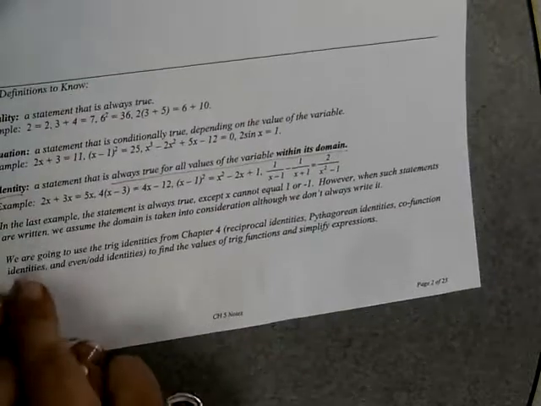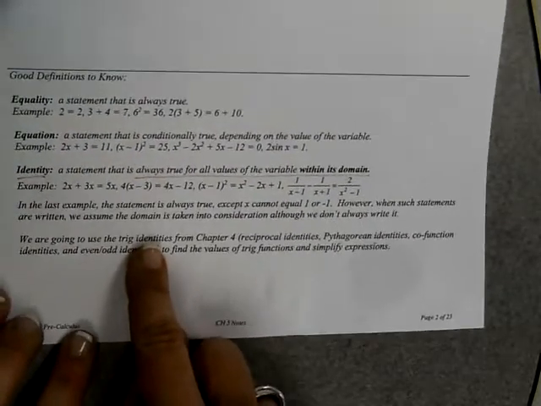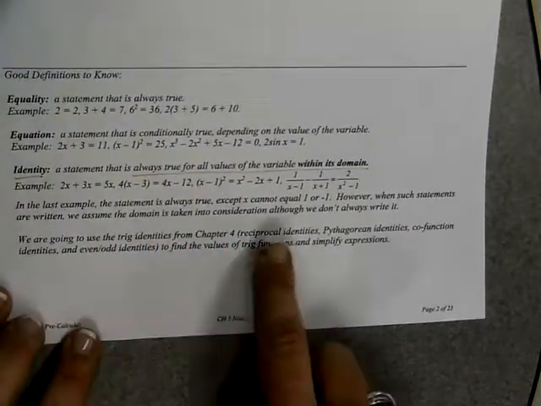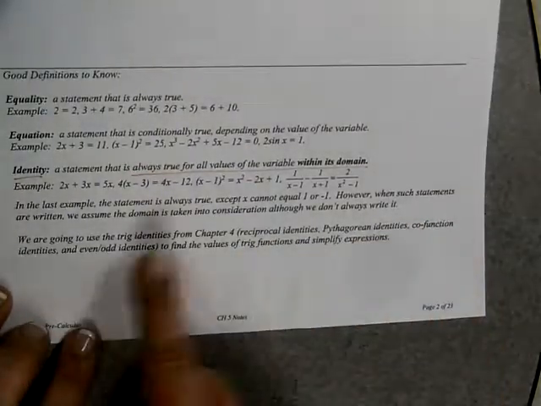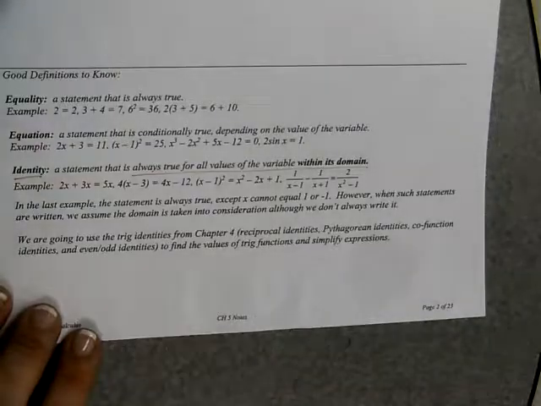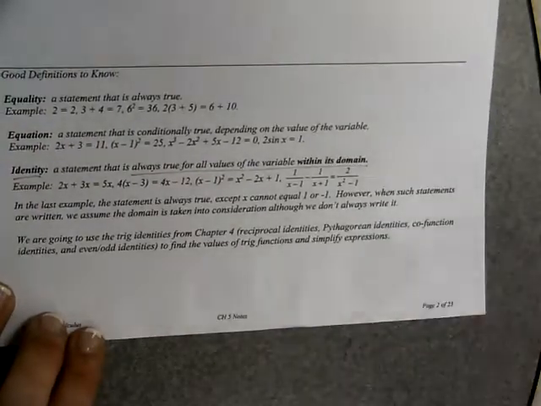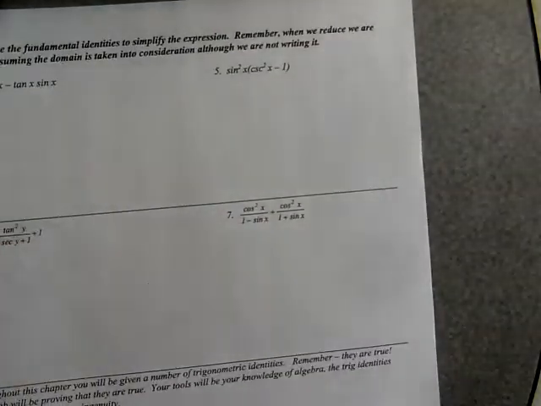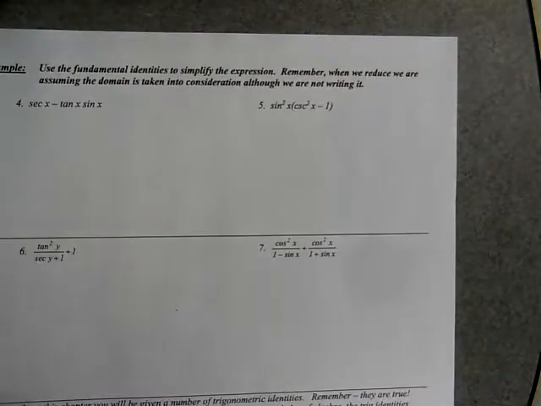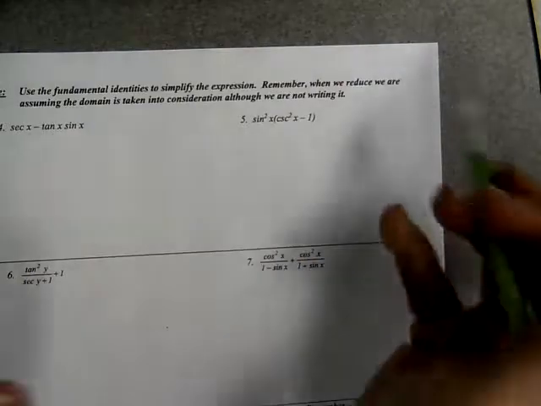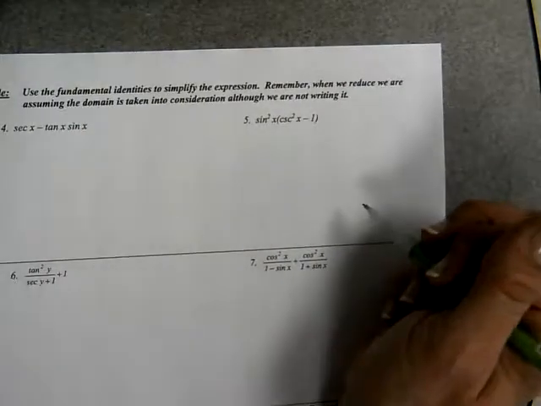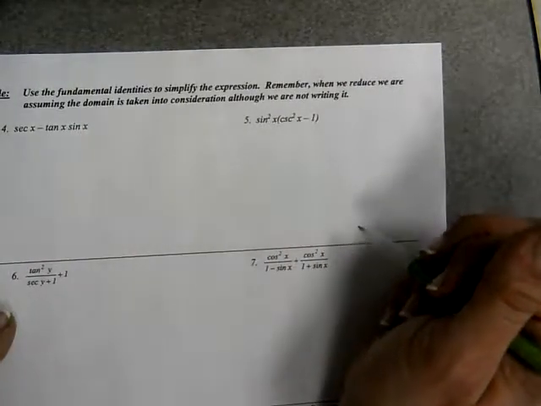Okay, so what we're going to do is use trig identities from chapter 4, like the reciprocal identities, the Pythagorean identities, cofunction identities, and even-odd identities, to find the values of trig functions and to simplify expressions. So here's a problem. It says, use the fundamental identities to simplify the expression. And always, when we reduce, we're assuming the domain is taken into consideration, even though we're not writing it.